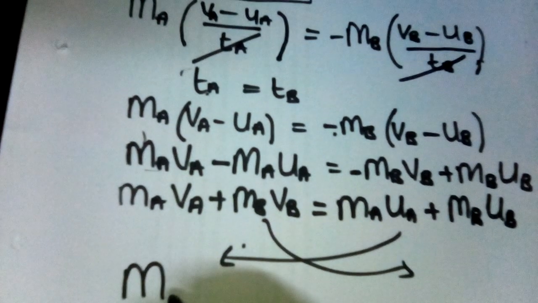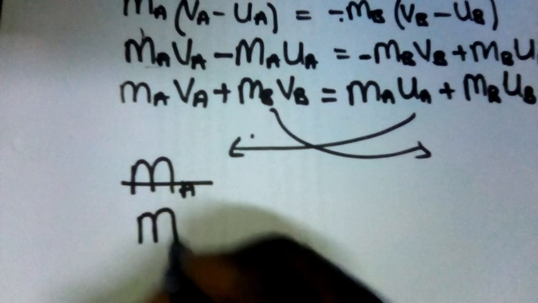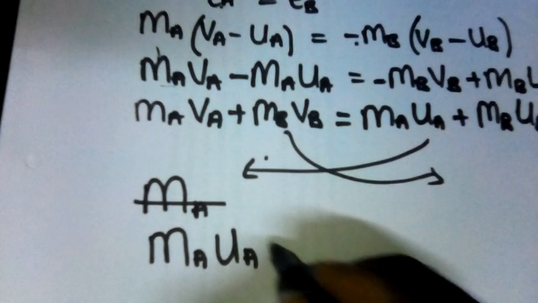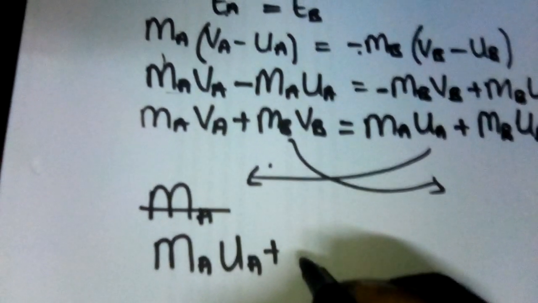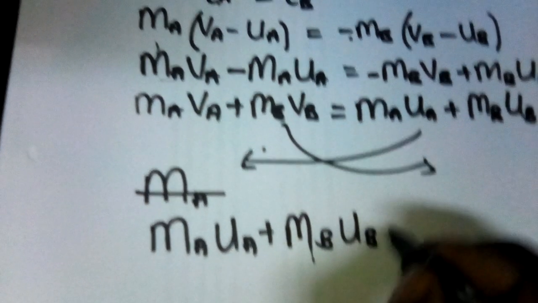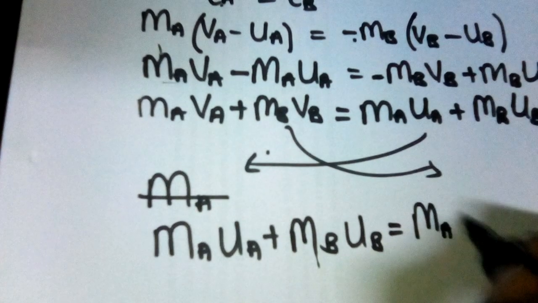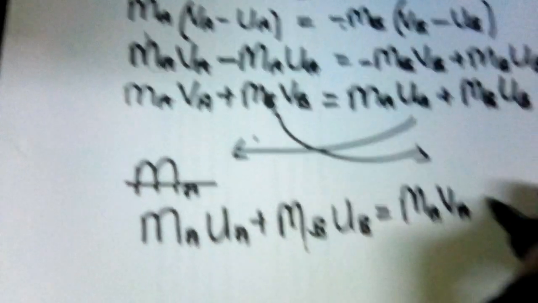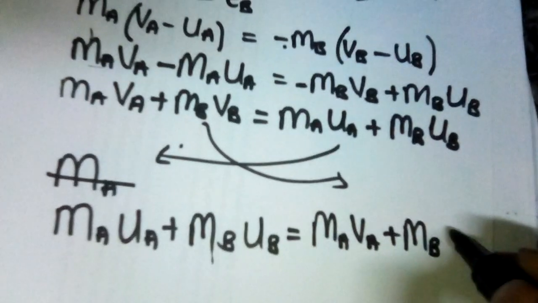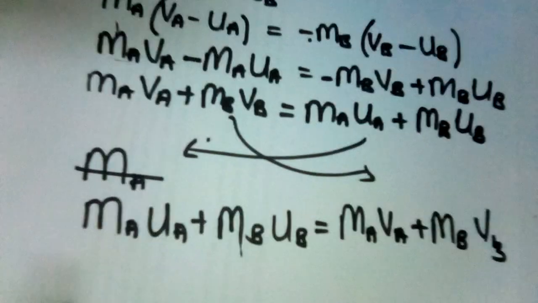So we're going to have mass of A times the initial velocity of A plus mass of B times the initial velocity of B, is equal to mass of A times the final velocity of A plus mass of B times the final velocity of B.